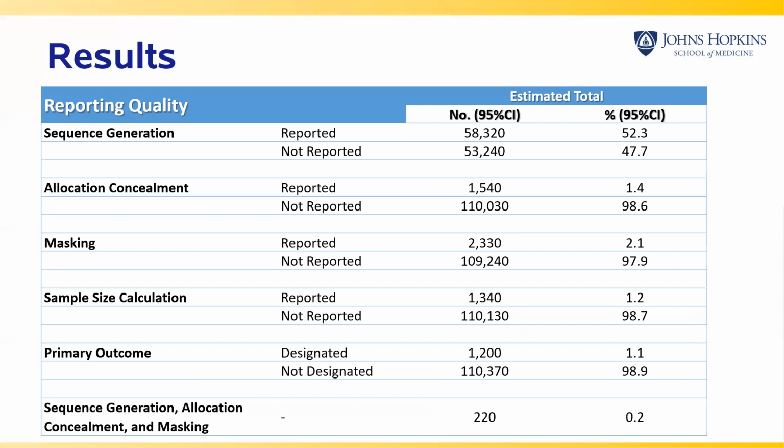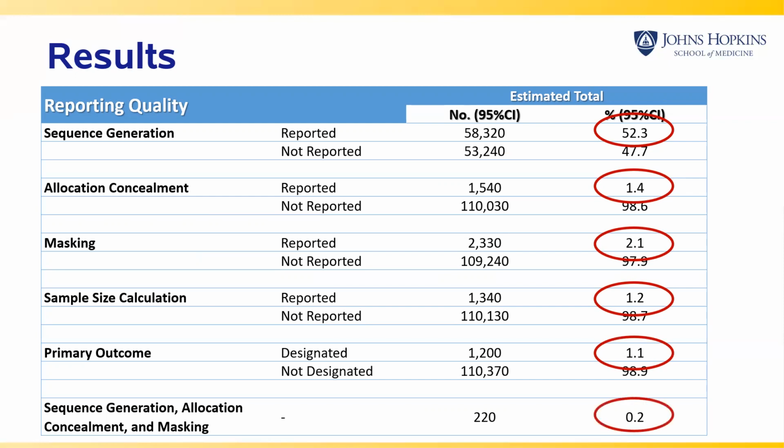The reporting quality of RCTs was very low. Only 52% reported sequence generation. 1.4% reported allocation concealment. 2.1% reported masking. 1.2% reported sample size estimation. 1.1% reported designation of primary outcome, and only 2% reported sequence generation, allocation concealment, and masking simultaneously.